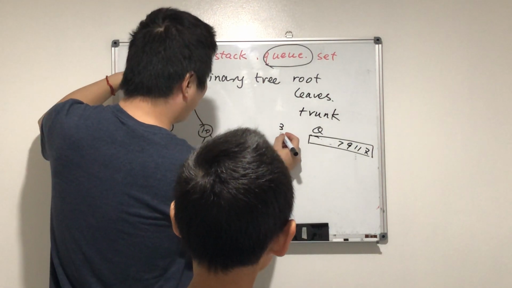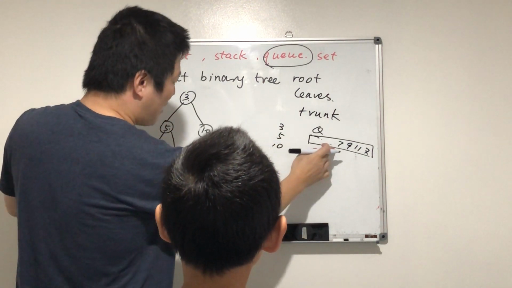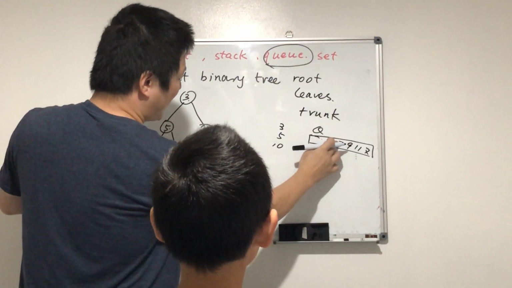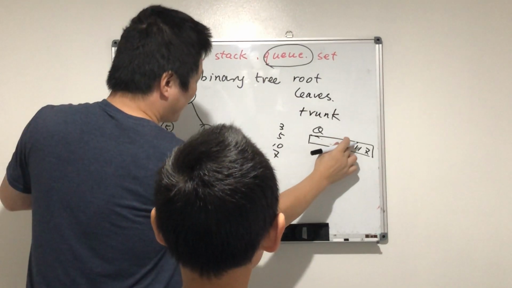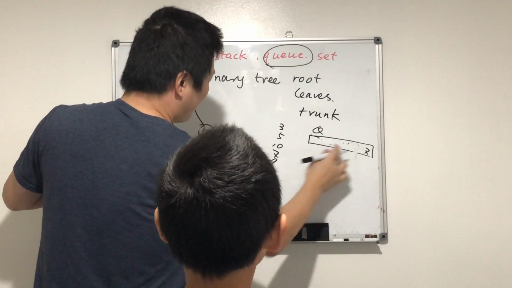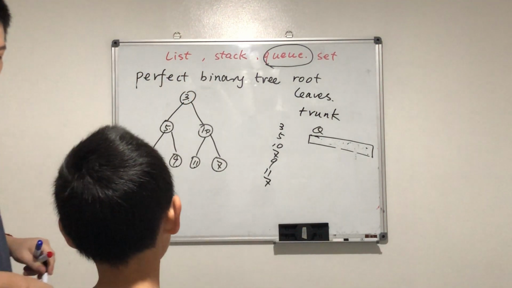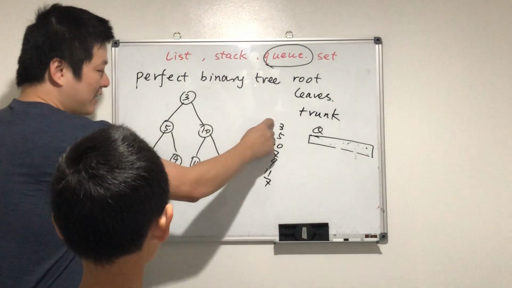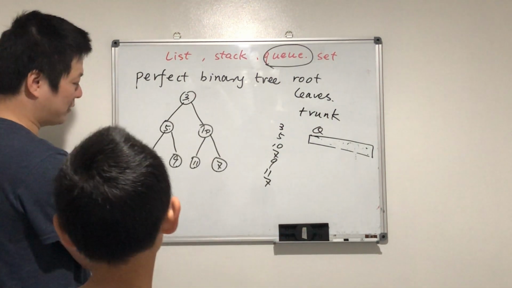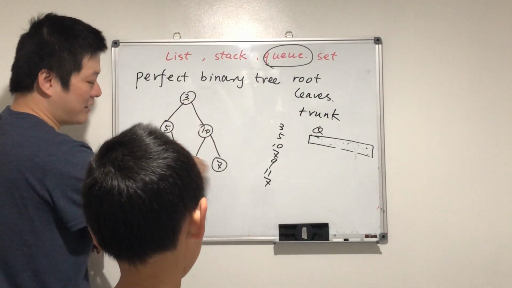Okay, so before it's 10. Now 7 doesn't have a kid, I just take it out. 9 doesn't have a kid, I take it out. 11 doesn't have a kid, I take it out. And 7 doesn't have either, I take it out. There are 2 sevens, yeah, because there are 2 7s. So look, this is level by level traversal, okay?